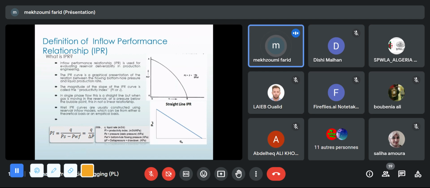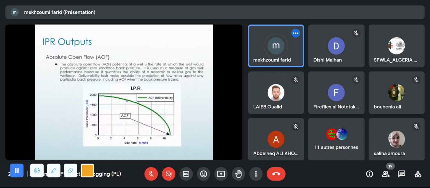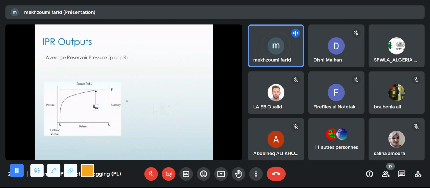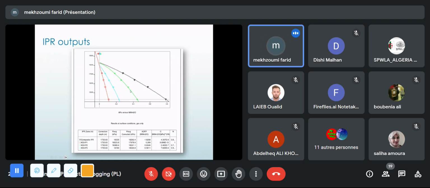So we have an example here. This one is a real example. You also want the reservoir pressure from this one. You see, so you can get the absolute open flow. This one is a gas well, and these are 1, 3, and 4 rates.